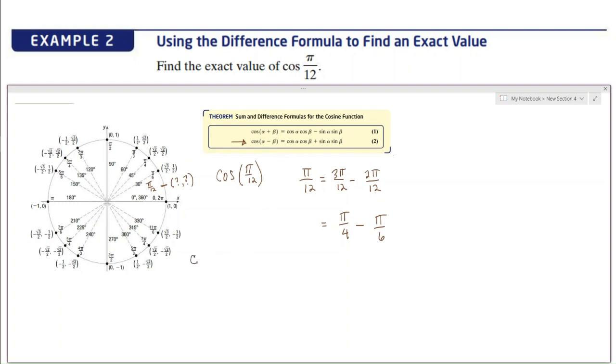So we're going to rewrite this as the cosine of pi over 4 minus pi over 6. And then according to what we showed in the previous video, this is going to be the cosine of pi over 4 times the cosine of pi over 6 plus the sine of pi over 4 times the sine of pi over 6.